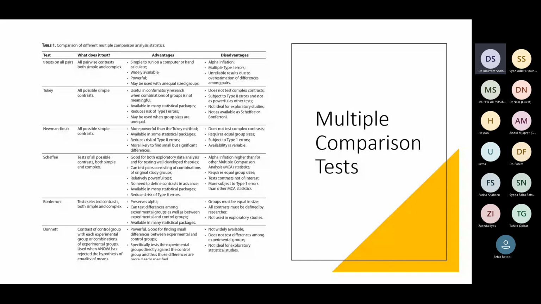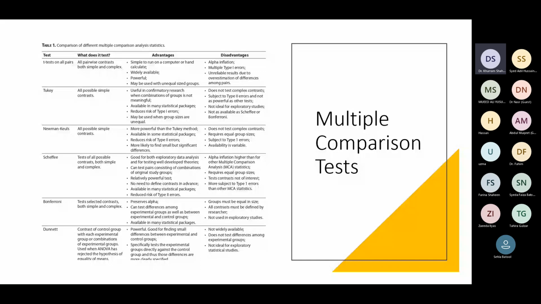I will show you in the next example. But I want to know which is the best one. I have three nitrogen rates, and which is the top one, which is the second one, which is the third one? So I want to categorize all my treatments. I want to set which comes in top, second, and third positions. For this, I have to apply multiple comparison tests.